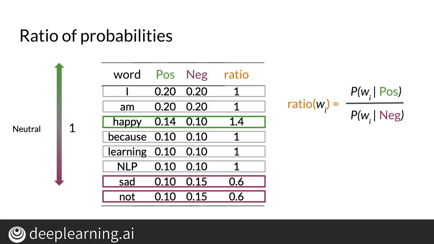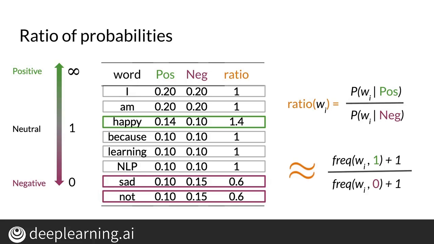Again, neutral words have a ratio near 1. Positive words have a ratio larger than 1. The larger the ratio, the more positive the word's going to be. On the other hand, negative words have a ratio smaller than 1. The smaller the value, the more negative the word. In this week's assignment, you'll implement a function that filters words depending on their positivity or negativity. You'll find the expression shown here to be very helpful with that.